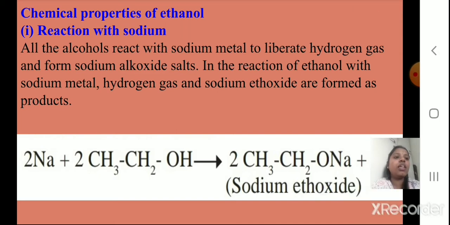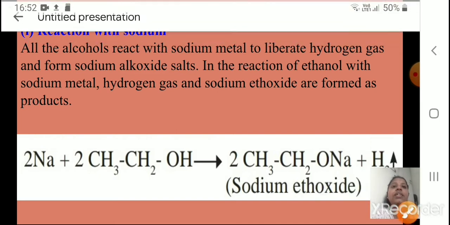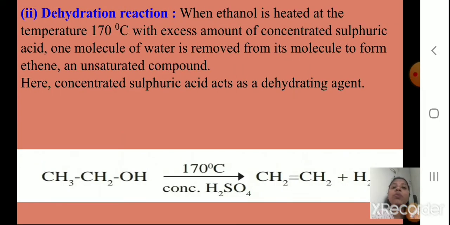Now we will proceed. The second one is the dehydration reaction. When ethanol is heated at a temperature of 170 degrees Celsius with an excess amount of concentrated sulfuric acid, one molecule of water is removed from its molecule to form ethene, an unsaturated compound. Here, concentrated sulfuric acid acts as a dehydrating agent.